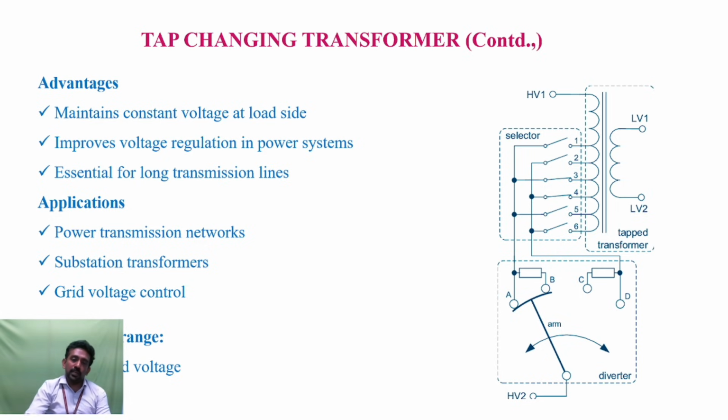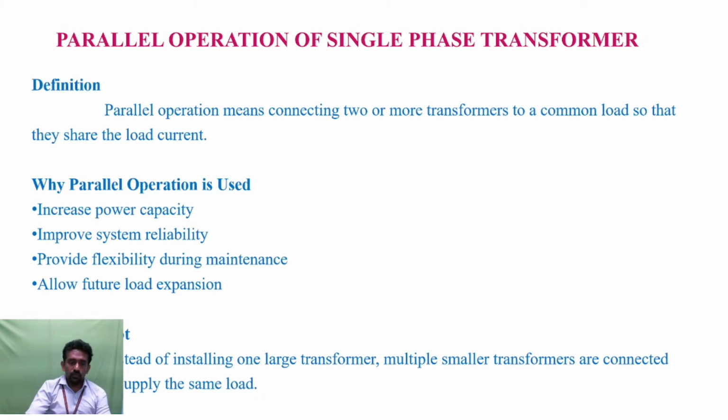The major applications of this type of tap changing transformer are power transmission networks, substation transformers, and grid voltage control. All of them use the tap changing transformer, which is basically now the OLTC. The typical tap range can be considered as plus or minus 10% of the rated voltage. So, parallel operation of single phase transformers.